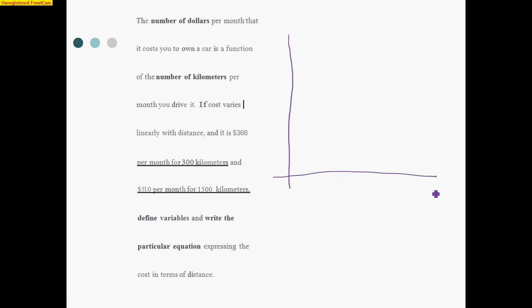When I label my axes, do not just write an X, write X in kilometers. And don't just write Y, write Y in dollars. The name of my model is y is equal to 0.11 times (x minus 300) plus 366. So how do I graph that?